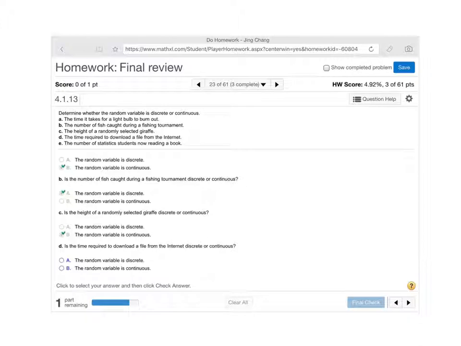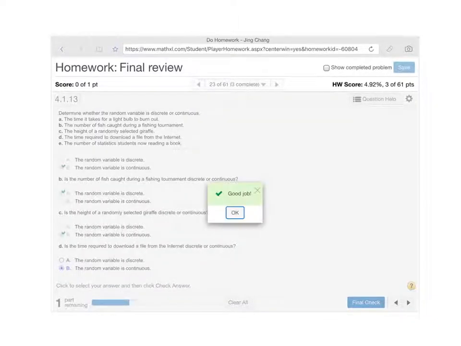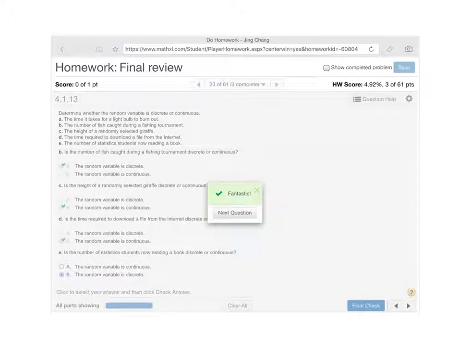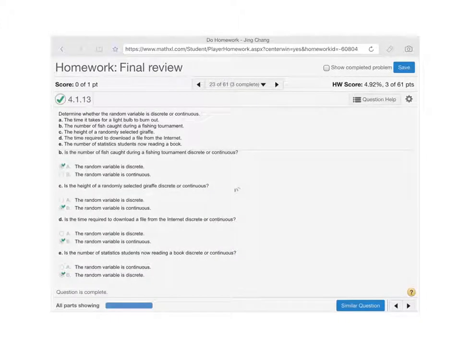And then the time required to download a file from the internet is again a continuous variable, because it could be 3 seconds or 3.01 seconds. So it can be anything between a range. And then the number of statistics students now reading a book, that's discrete, because we have only 2 or 3 or 4. There's no 4.5 students. Okay, so that's 4.1, discrete and continuous.